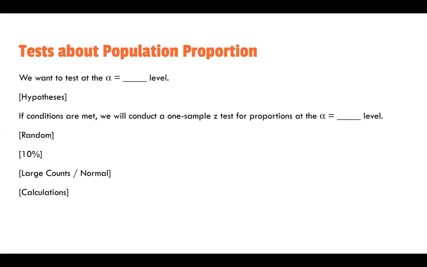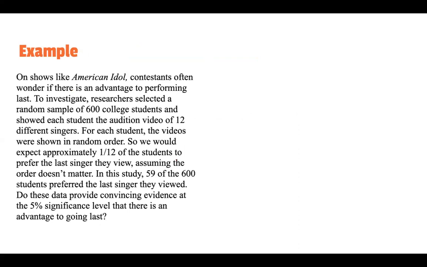You can use the calculator to get it, but you should also show work. You should write the z value you got, you should write the p value you got, and then you write your concluding statement. You say, because blah, blah, blah, there is convincing evidence, or there isn't convincing evidence. We reject the null hypothesis, or we fail to reject the null hypothesis, and so on. All right, let's do an example, shall we?